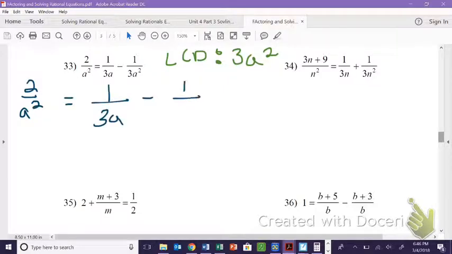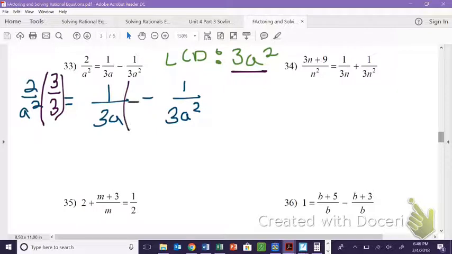Just because, again, you guys, you want to give yourself the most space possible. If we look at this to figure out what it needs to do, let's start with the left side, 2 over a squared. How do I get this to match 3a squared? Well, I'm going to take this and simply multiply it by 3. This one, I'm just simply missing an a. And then this one, I'm just simply missing anything. Am I missing anything? No.